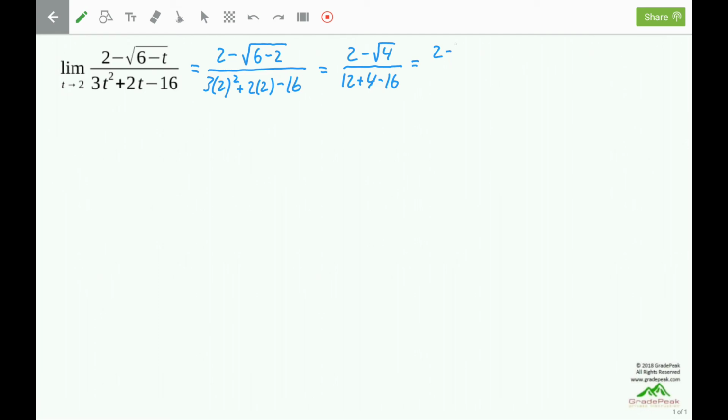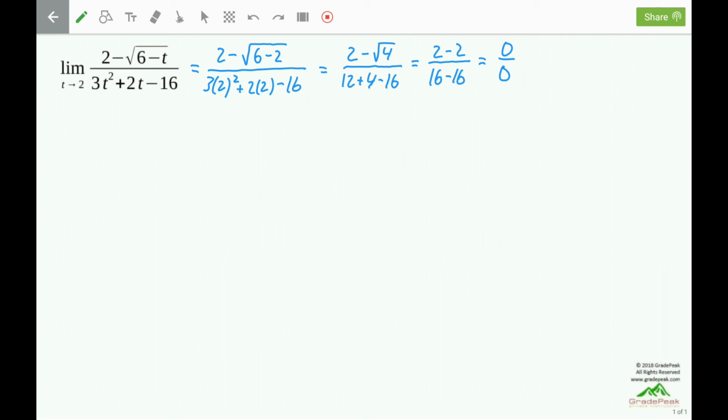2 minus the square root of 4, which is a 2. 12 plus 4 is a 16, minus a 16. In the numerator, 2 minus 2 is 0. In the denominator, 16 minus 16 is also 0. So we have the 0 over 0 indeterminate form. We will need to rework this.